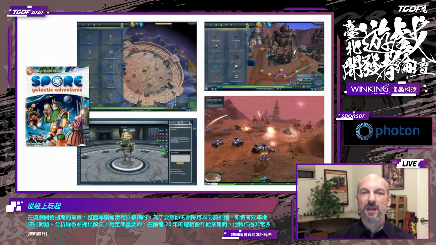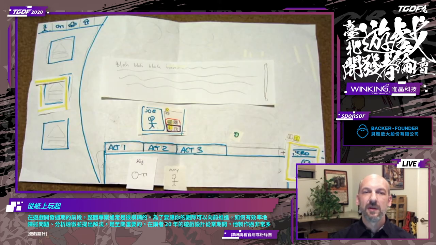After Spore, I began designing the expansion pack called Galactic Adventures. This was a powerful editor that let players make their own video games using the planets, buildings, vehicles, and creatures that they created in Spore. Like the other examples I've shown today, this one started out very rough on paper.